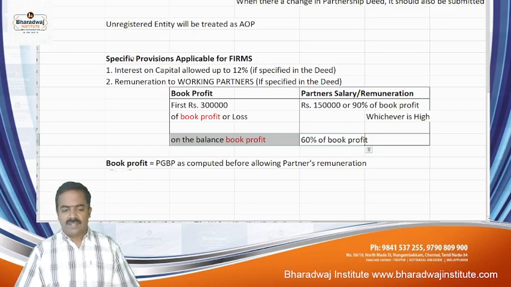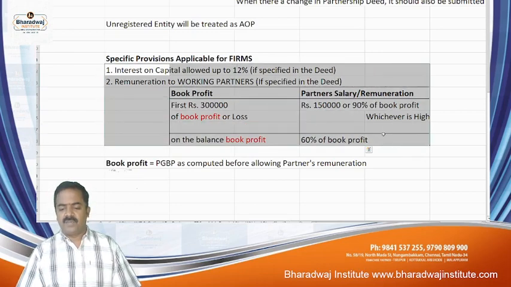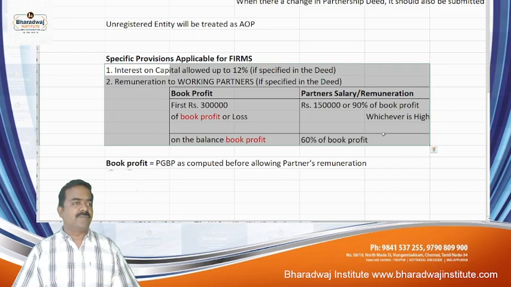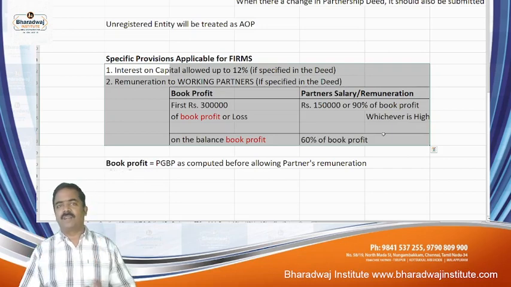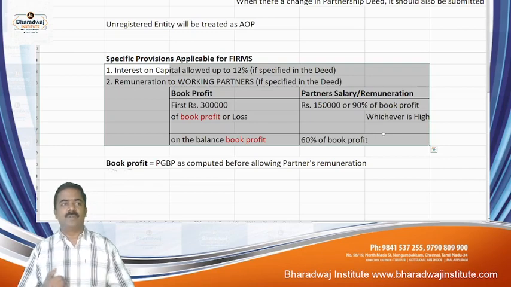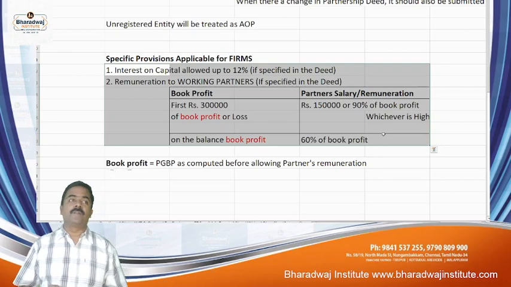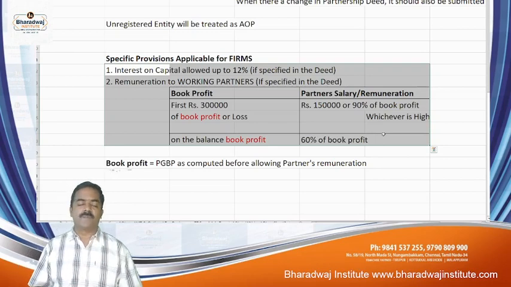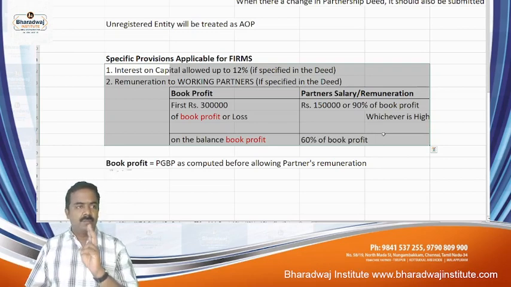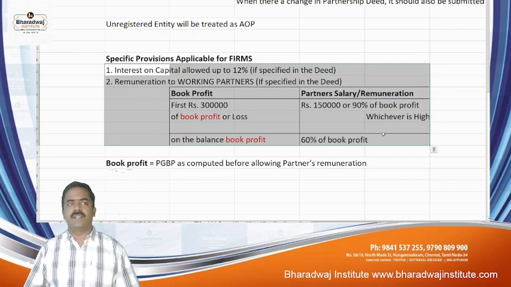This is paid to the working partner. These are the only differences between PGBB and assessment of firms. In case of a normal individual, interest on capital is not allowed. But in case of a firm, interest on capital is allowed up to 12% if it is specified in the deed. That is number 1. Number 2, remuneration to working partner is allowed.